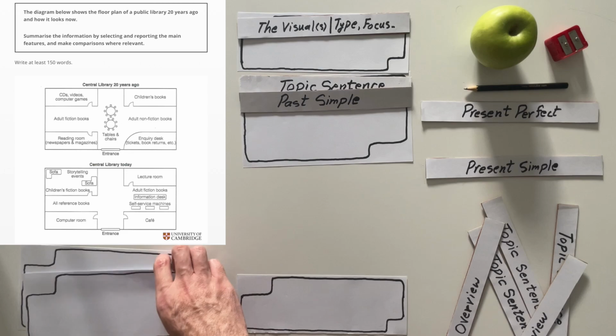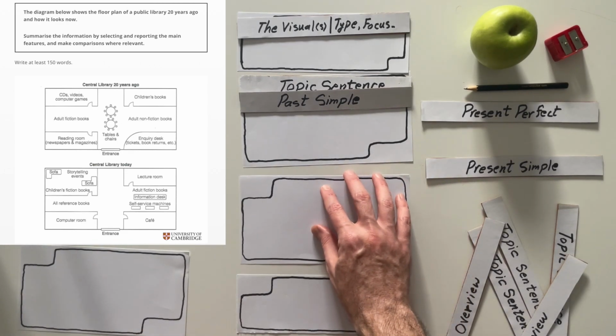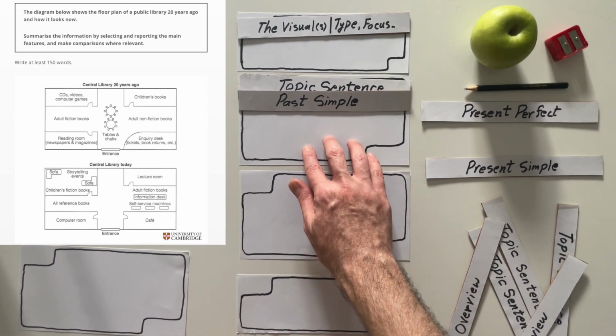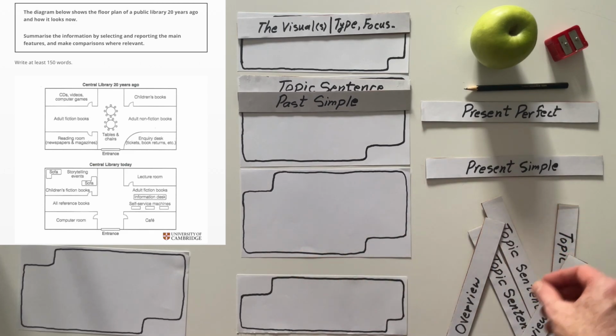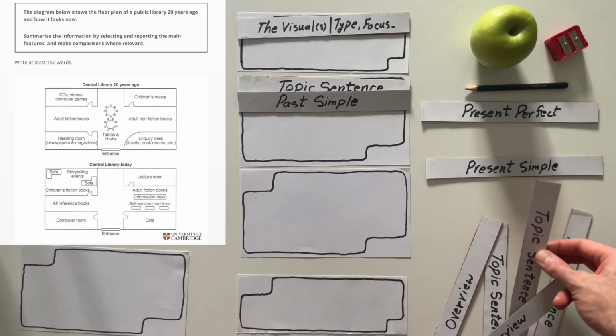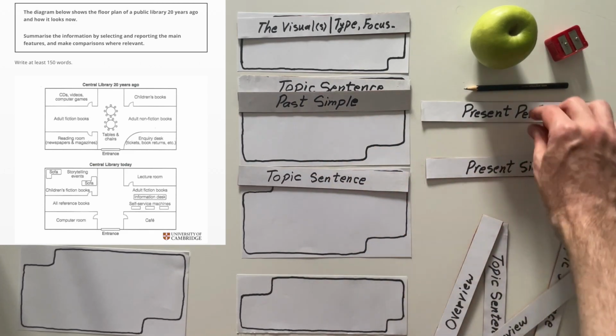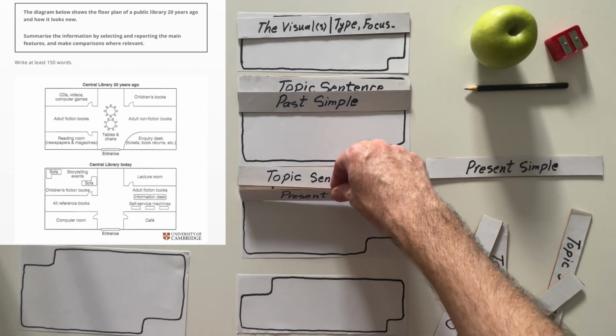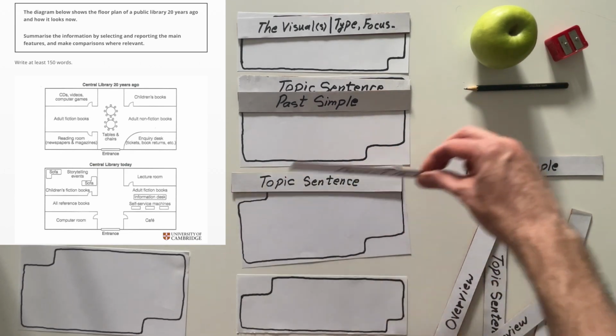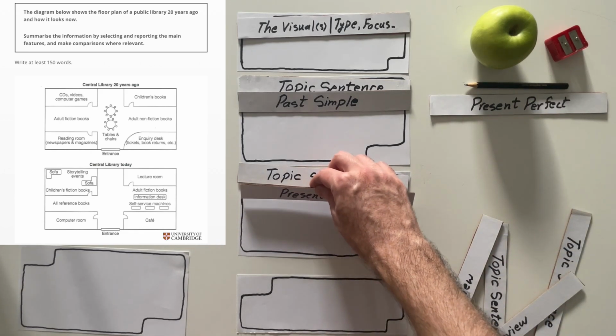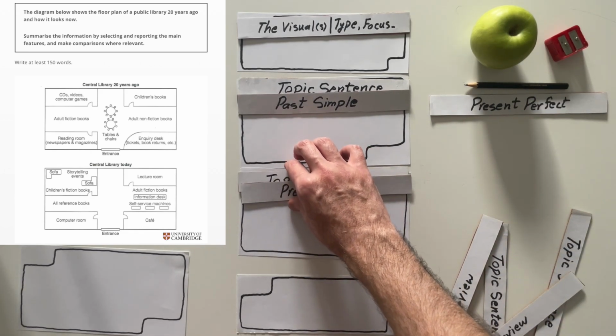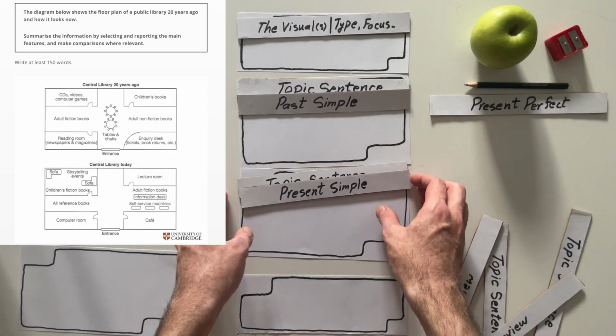And then we can come up with another body paragraph and basically say, okay, now the floor plan looks like this. And you need another topic sentence, and you should use present. No, not present perfect. Thank you for reminding me that I should use present simple.